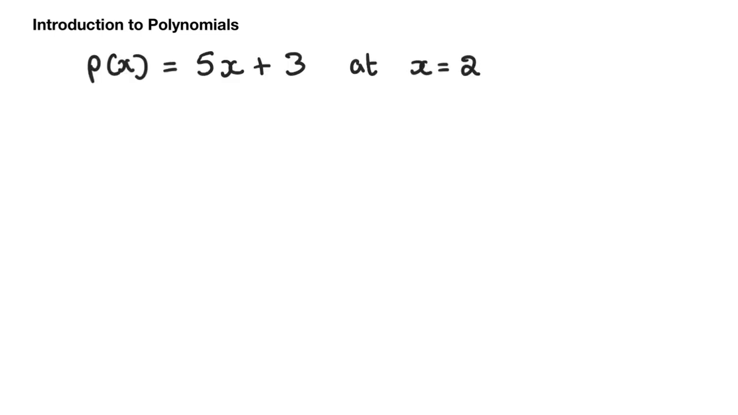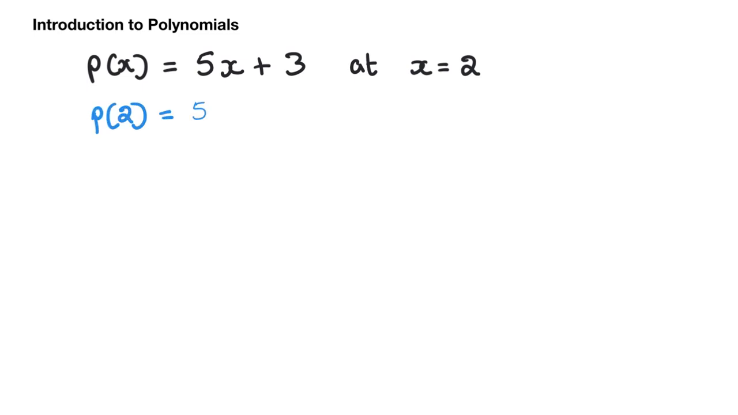Let us try to understand how to find the value of this polynomial p of x is equal to 5x plus 3 at x is equal to 2. How do you go about finding it? We need to find the value of this polynomial when x is equal to 2. So what we are going to do is replace x with 2 wherever it is.